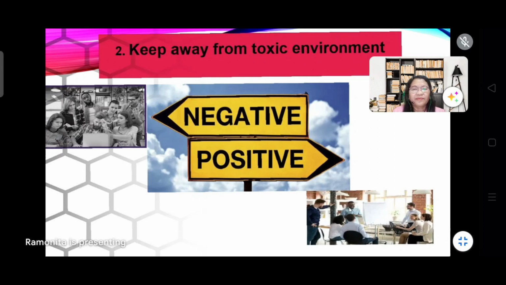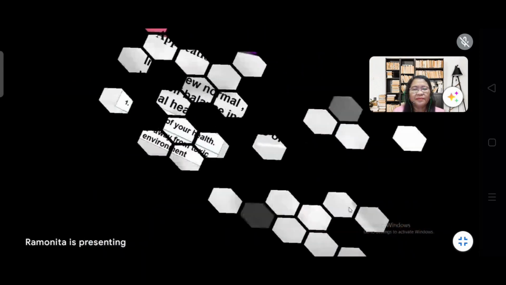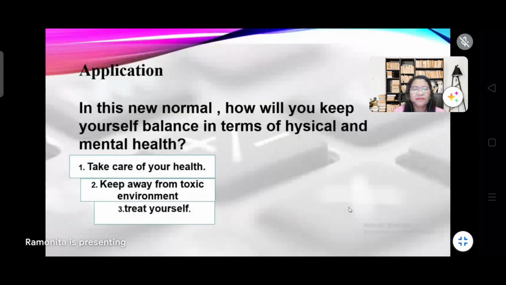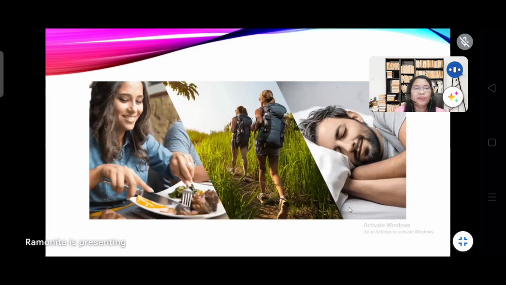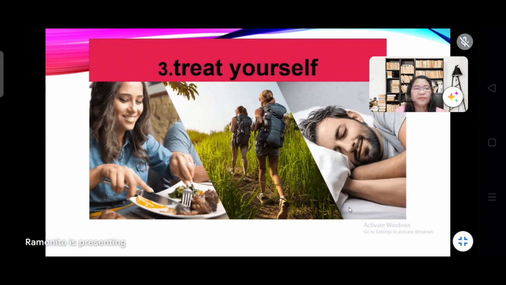Next, treat yourself. Now, how are you going to treat yourself? Yes, you could go outside. Go to your favorite restaurants or fast food. Eat healthy foods. Avoid eating unhealthy foods. Or go out with your friends. Go some hiking or walking.